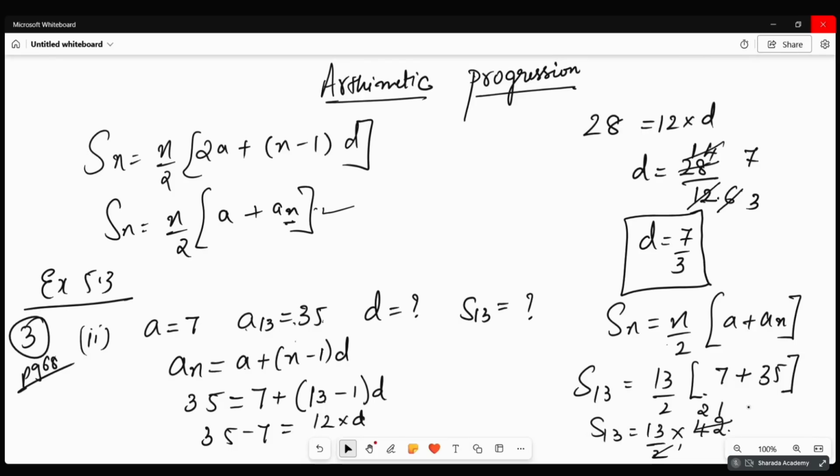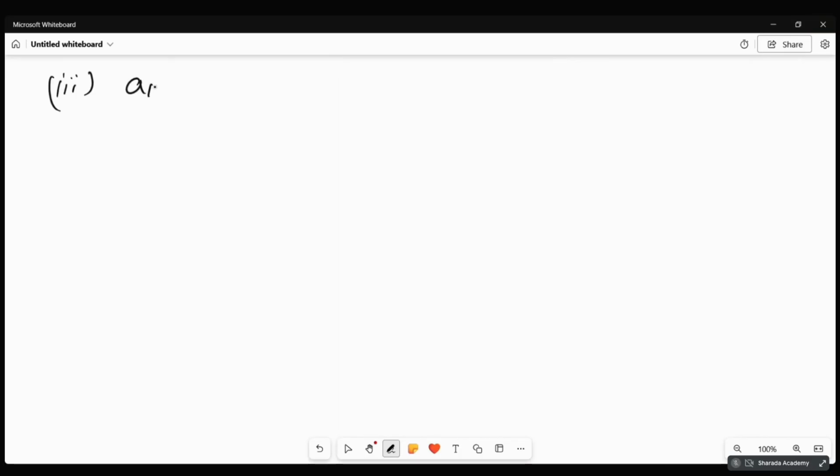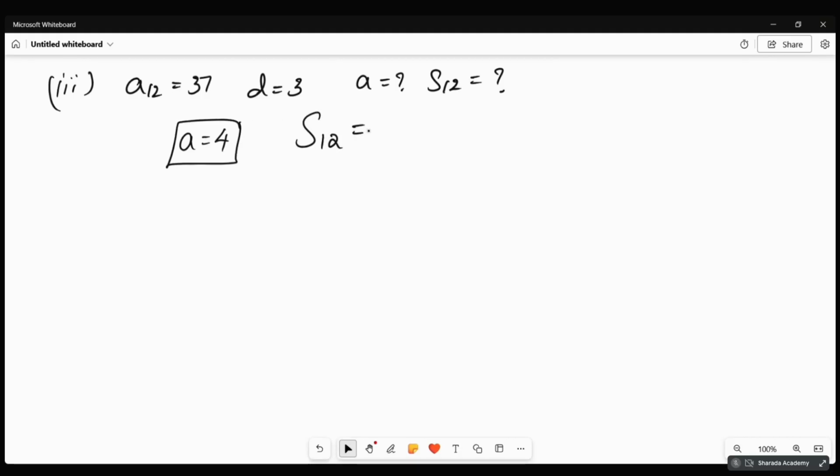Understood? No? Write down. Andrita, you can see the screen? Yes, ma'am. Okay. a12 is 37, d is equal to 3. Find a and S12. So here a is equal to 4. And S12, how much you got? 246. Okay, 246 you got.